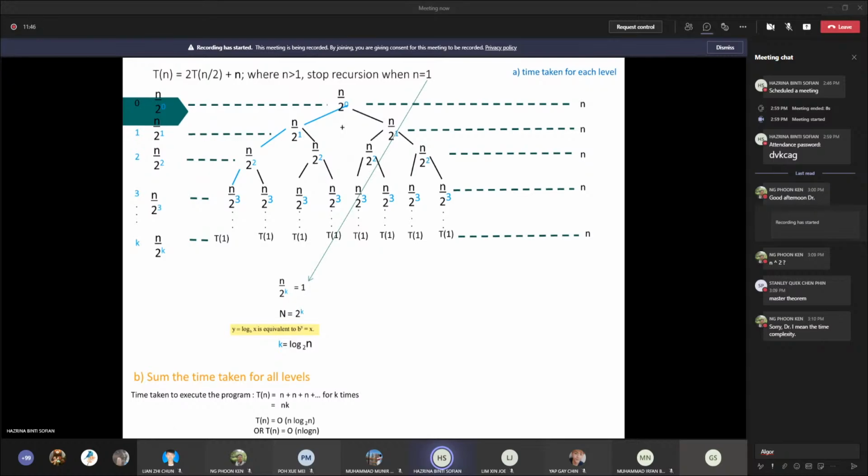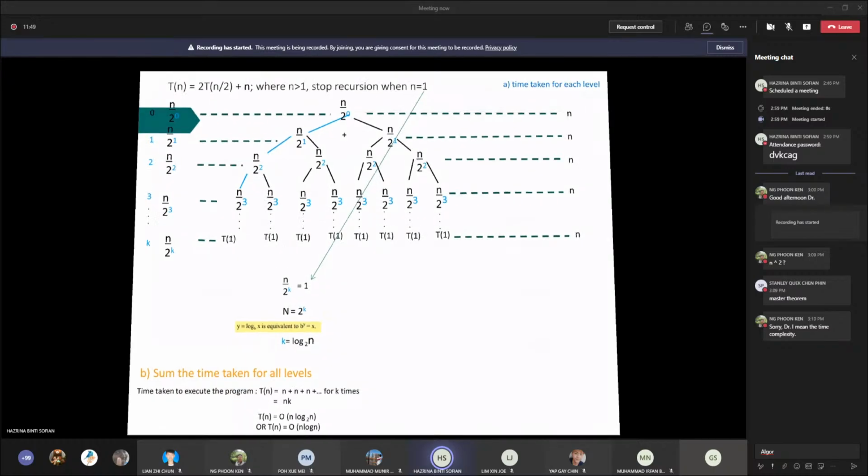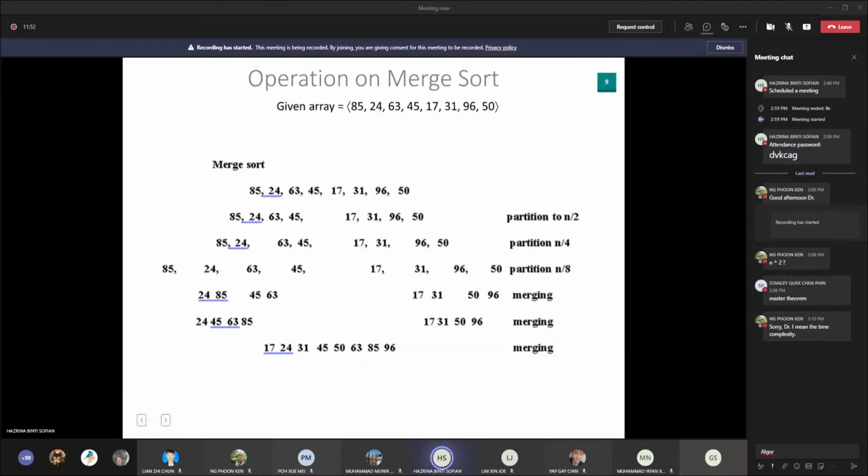Okay, since we have learned about merge sort before, I'm just going to give you one example for revision. This is the given array, and we need to divide it into 2. So 85, 24, 63, 45 on the left side. Then it will break into 85 and 24, 63 and 45, and it will break until it reaches the base case.